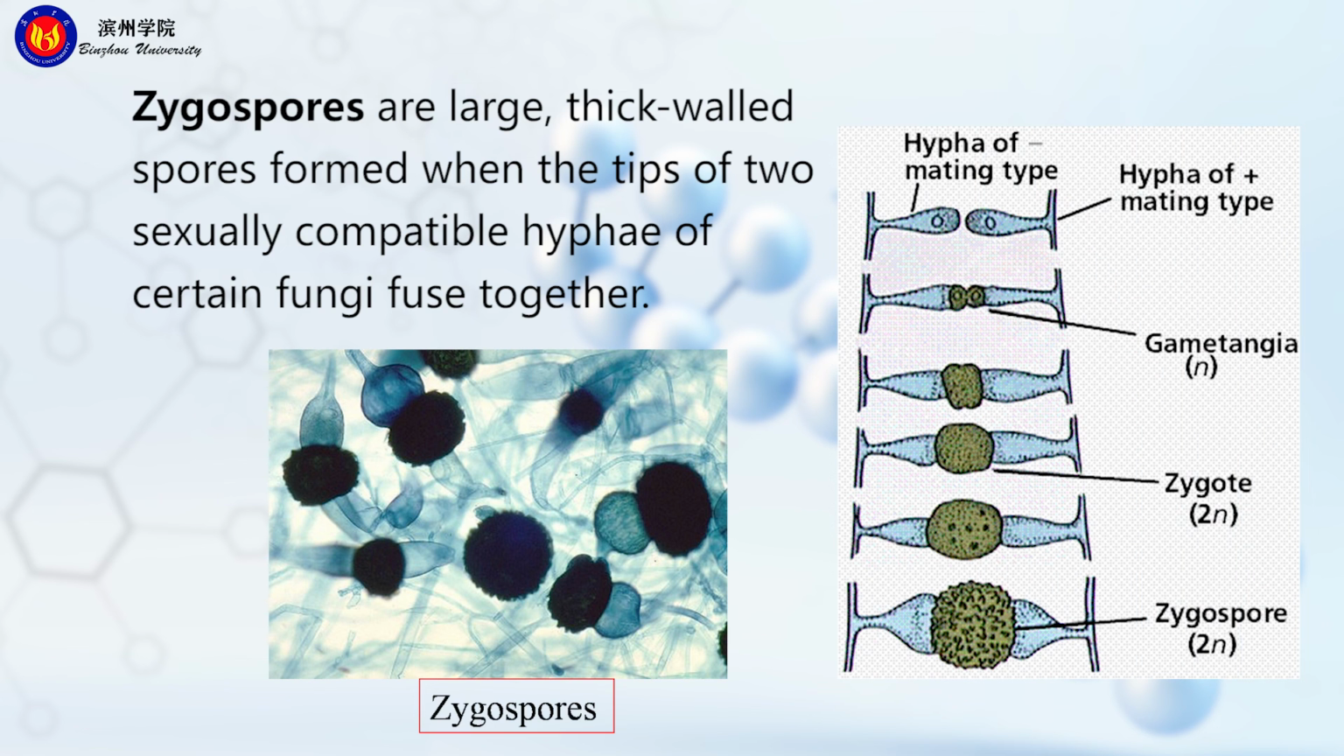This picture shows zygospores. On the right, you can see hypha of minus mating type and hypha of plus mating type. They fuse, and a gametangium is formed. Then a zygote is formed. At last, you can see the zygospore formed.